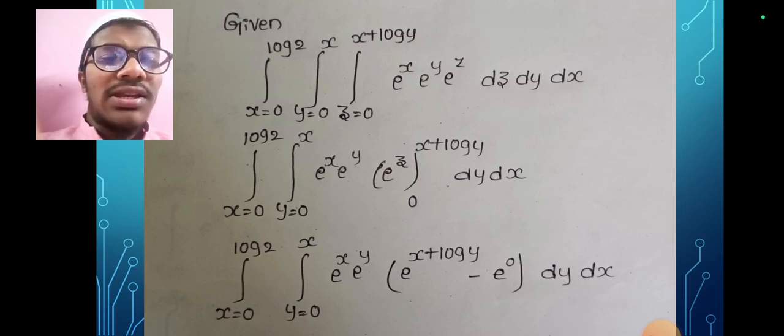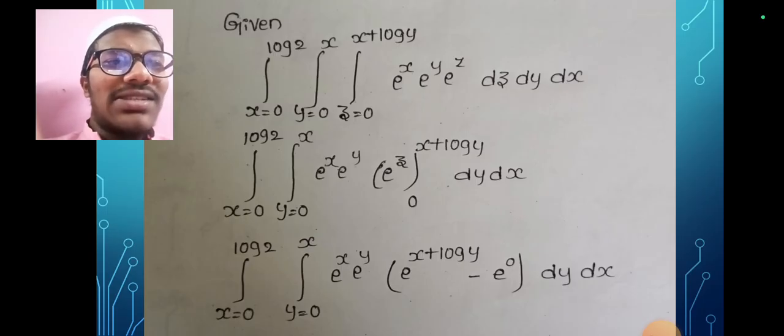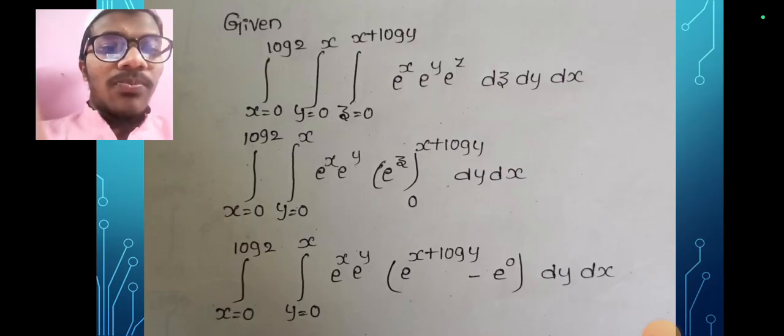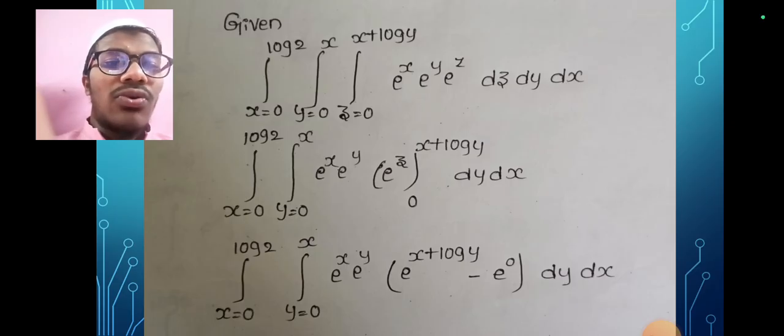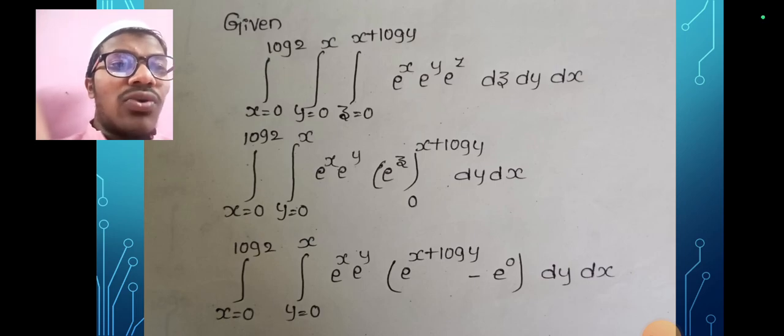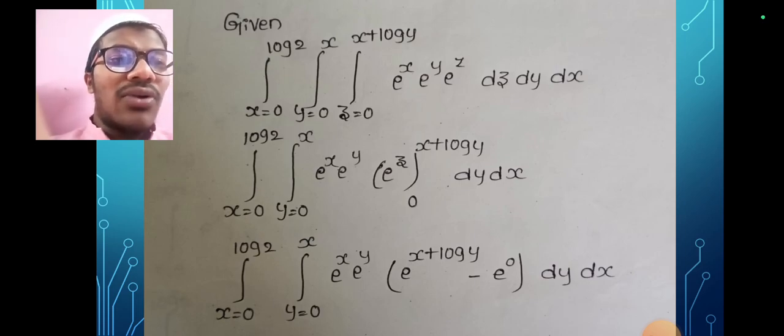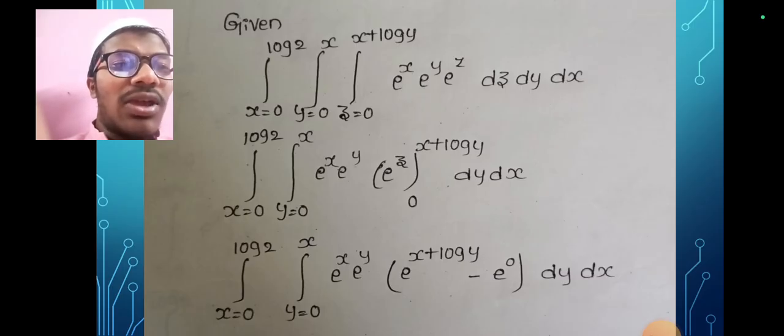First we have to do integration about e power z. So we take e power x and e power y as constants, and e power z we integrate, and we apply the limits 0 to x plus log y. By doing the integration and applying the limits, we get e power x plus log y minus e power 0, dy and dx.